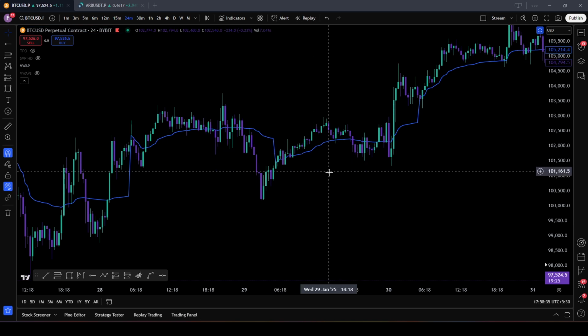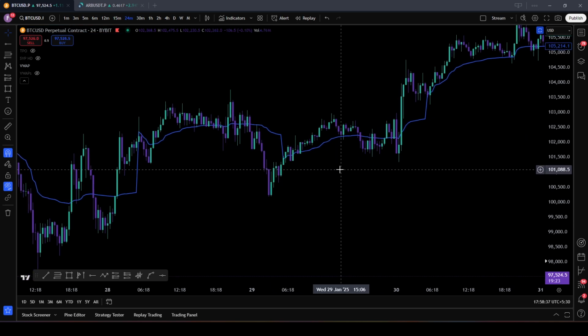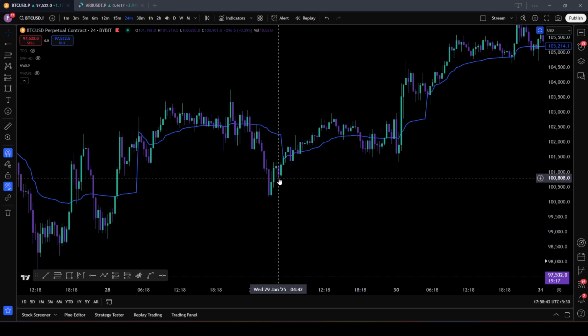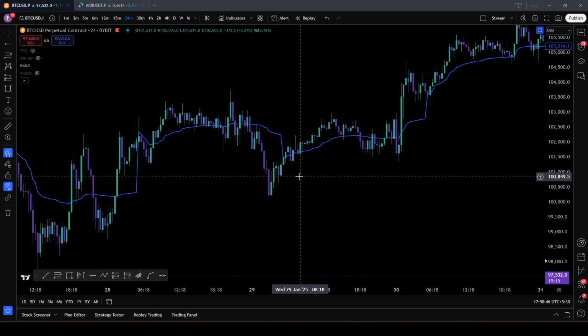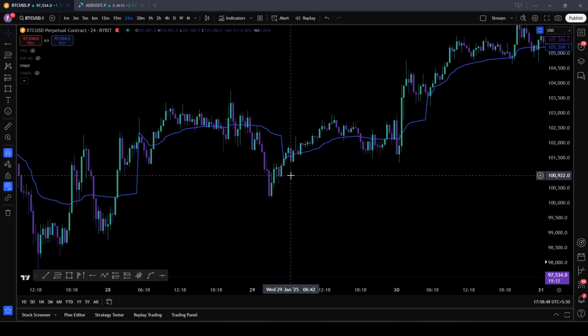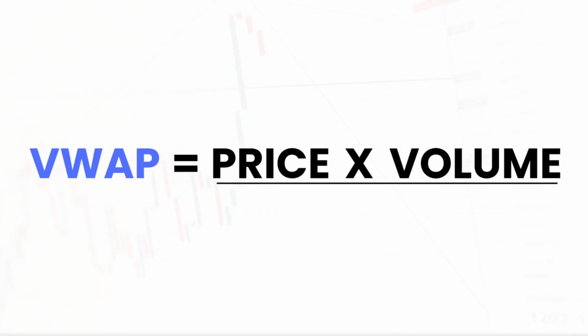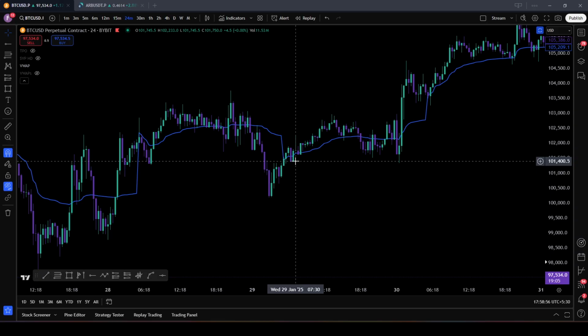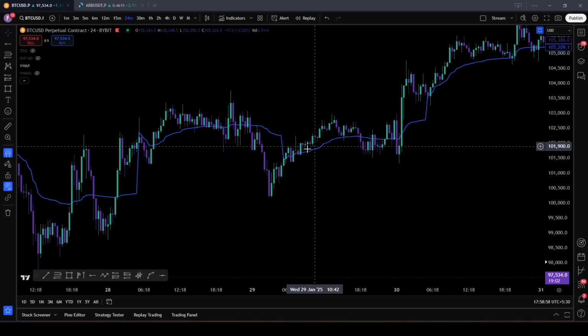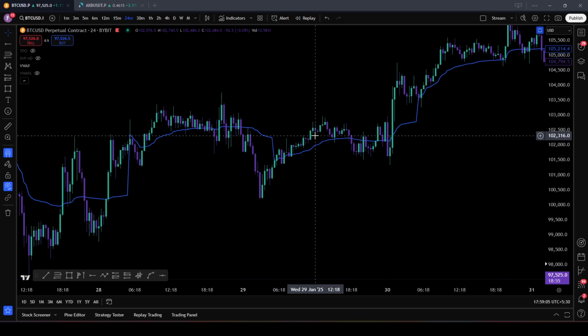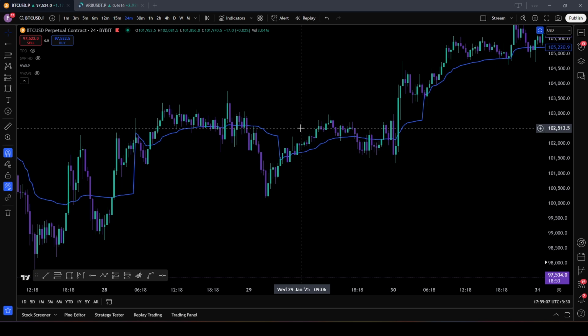So how is VWAP calculated? I would suggest before we deep dive into the strategy part, let's first understand how VWAP is actually calculated, right? VWAP is a very simple equation. VWAP equals price multiplied by volume and then divided by total volume. But before you panic, do not worry. You don't have to calculate this manually. Your trading platform like TradingView, or any other, will do it for you by themselves. So you do not have to do any manual calculation.